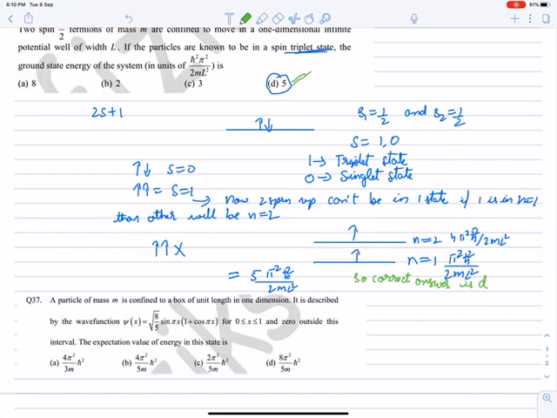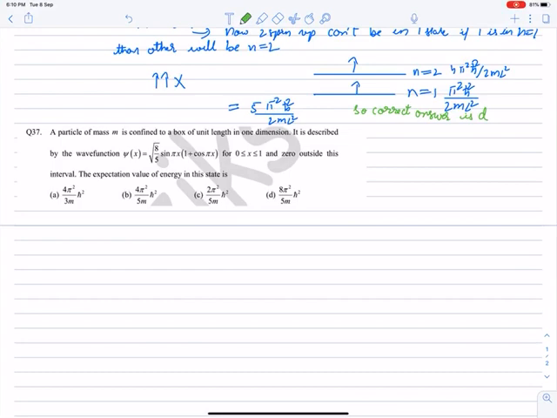The third question reads like this: a particle of mass m is confined to a box of unit length in one dimension. It is described by the wave function psi(x) equal to under root 8 upon 5 sine pi x (1 plus cos pi x) for 0 to 1, and 0 outside the interval. This is simply your one dimension box of width 1. Now it is not the width of L. The range is given as 0 to 1, not 0 to L. So you have to understand this. Now what we will do, first we will write the wave function of this.